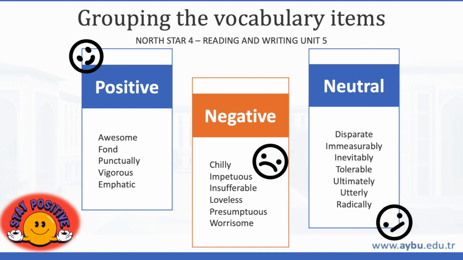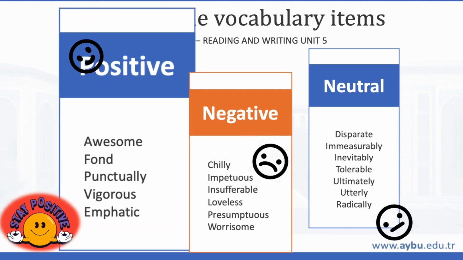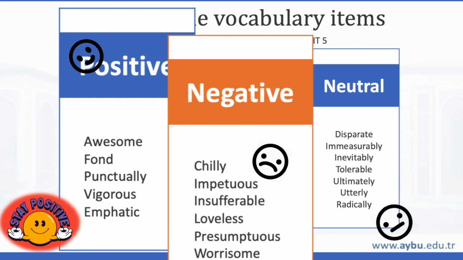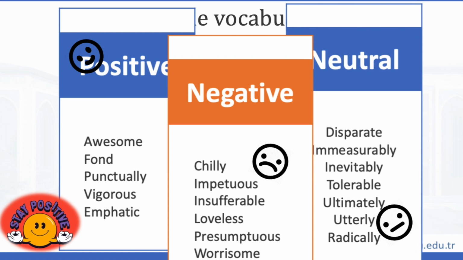As I mentioned a second ago, another useful technique is grouping the similar or opposite words. This activity is directly taken from North Star 4 books. As you can see, they group the adjectives to teach you in an easier way. By doing this, you can remember whether a word has a negative meaning or positive meaning, and it is very helpful in terms of keeping a vocabulary notebook.